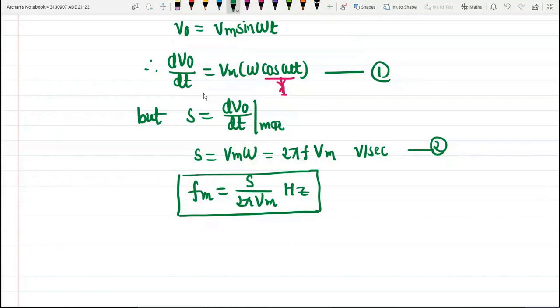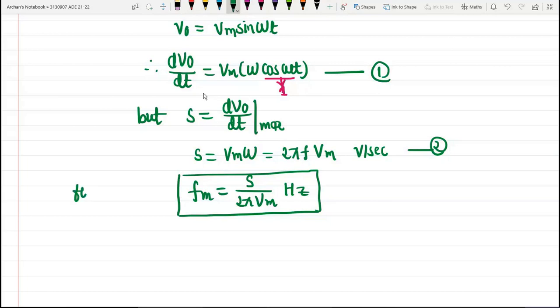Okay, so this is the maximum allowable frequency. Now if we go beyond these frequencies, then our output will get distorted. Otherwise we will get the exact output voltage waveform as the input signal. So this Fm is also called full power bandwidth of the op-amp.